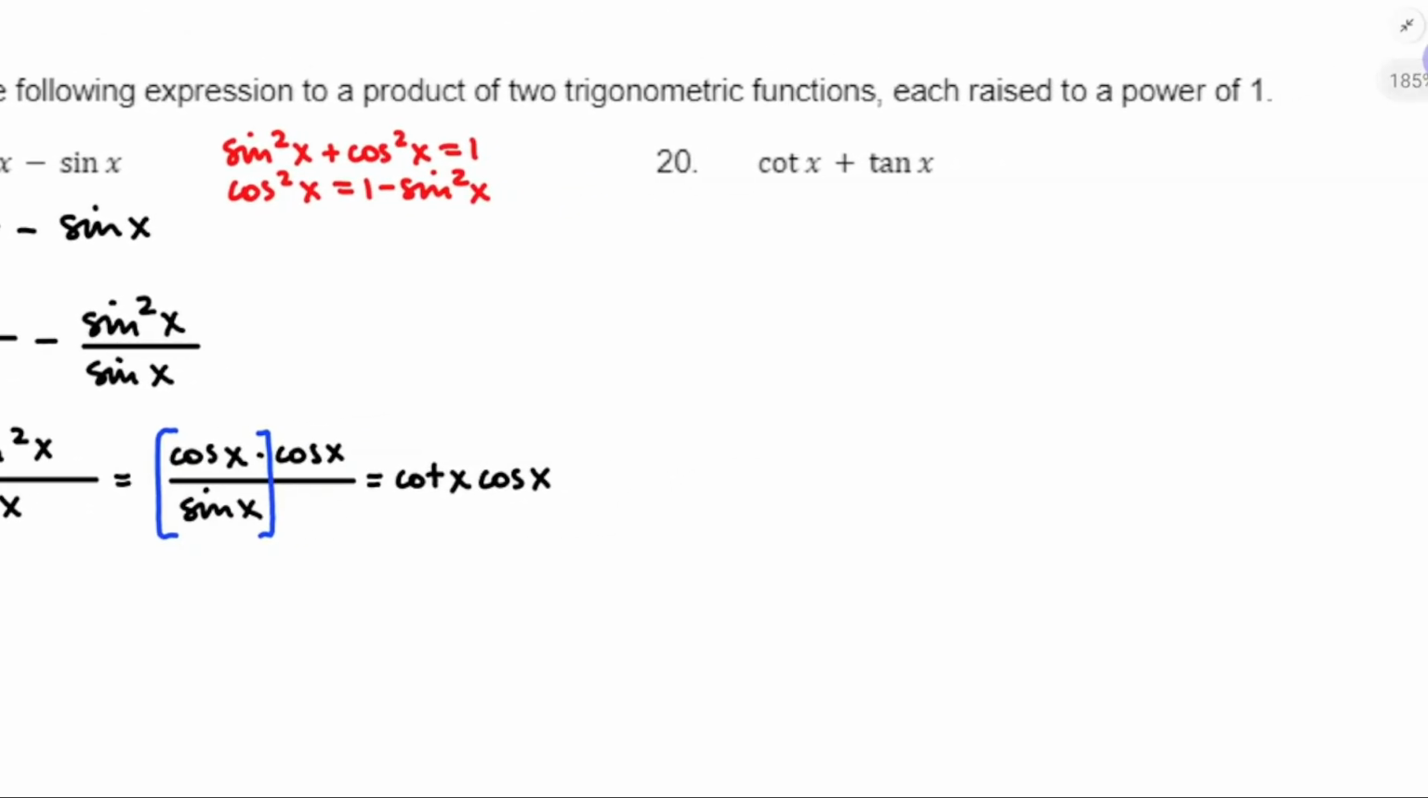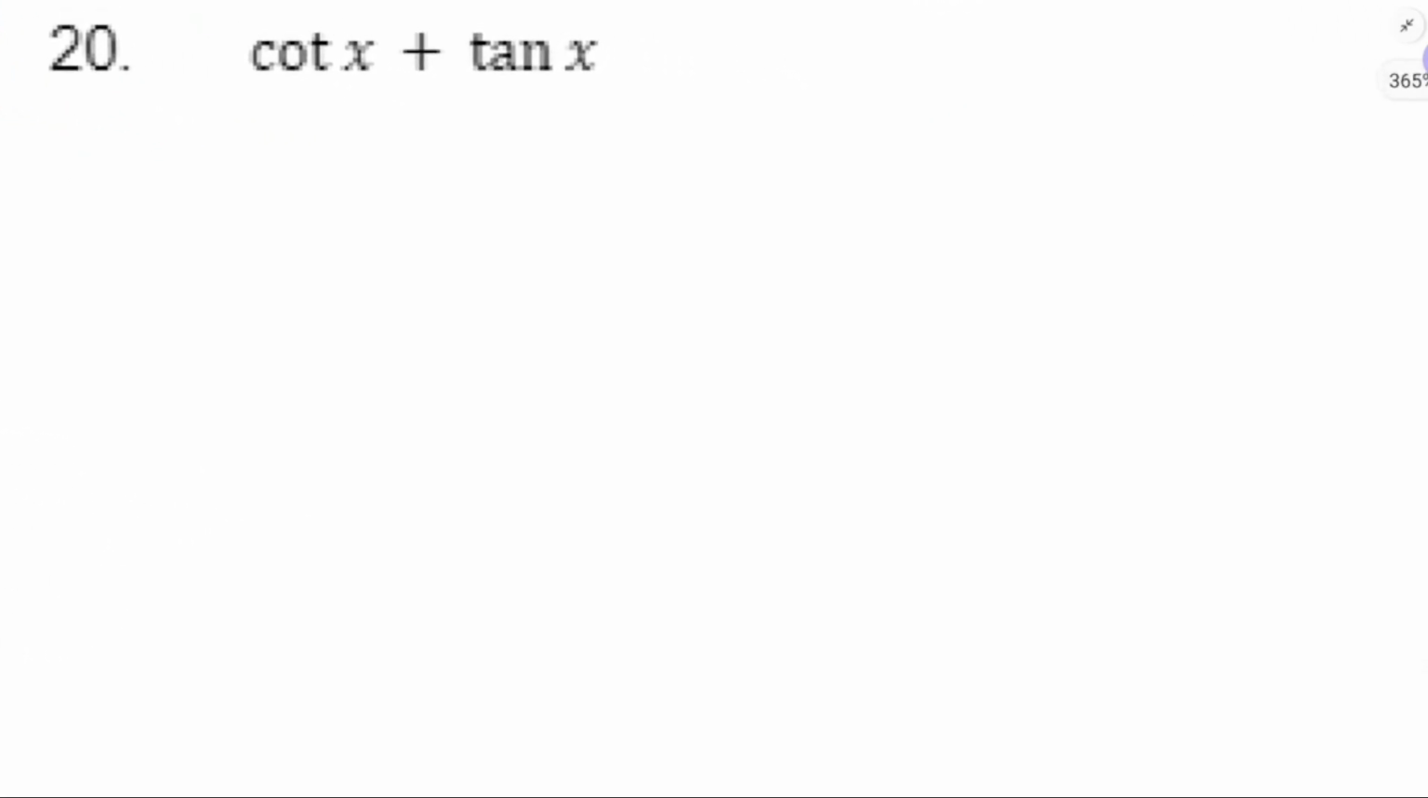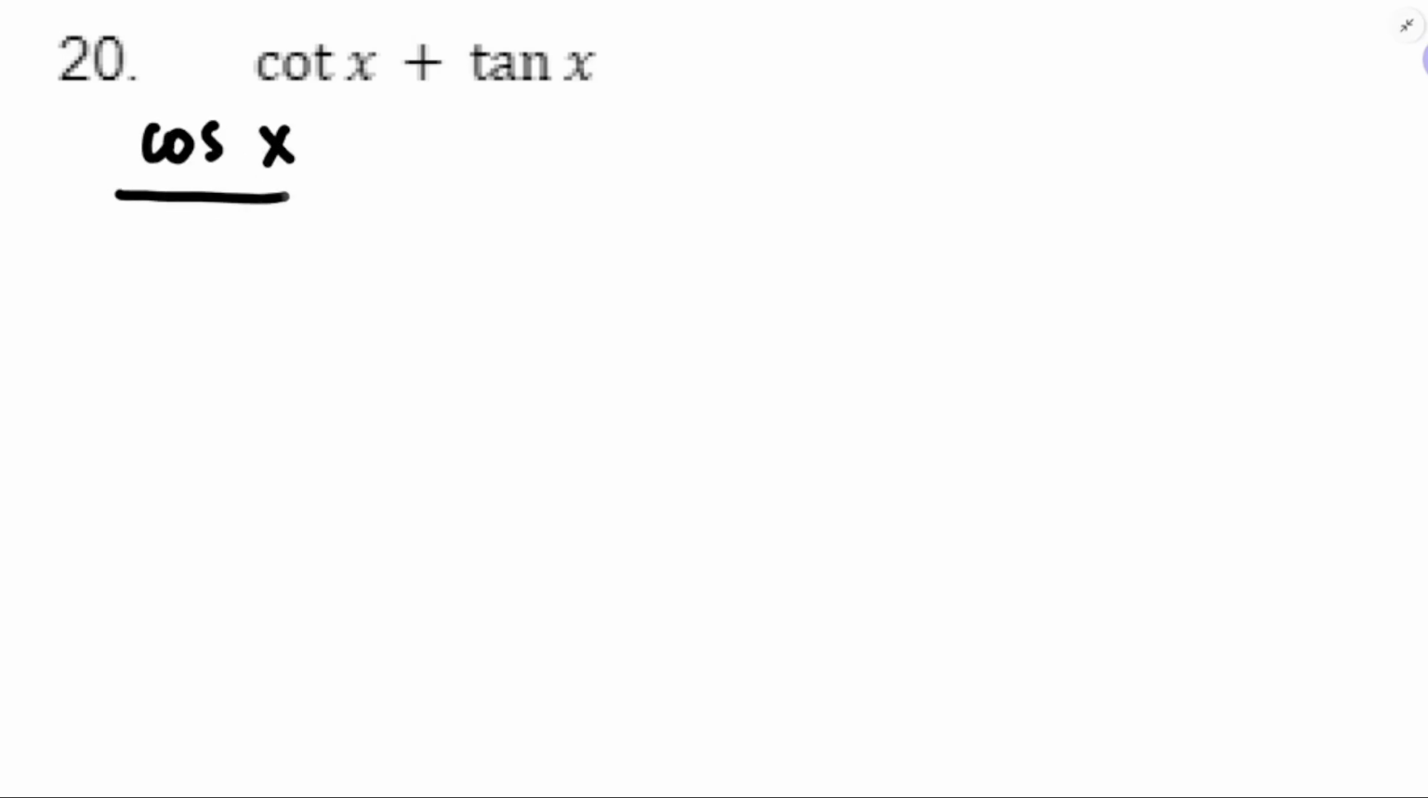Okay, cotangent plus tangent. Well, I think we should probably be able to do the same thing on this one, and it'll work out. So cotangent is cosine over sine. And then tangent x is sine over cosine. Well, maybe this is going to work out a little different. Now I see what's going to happen.